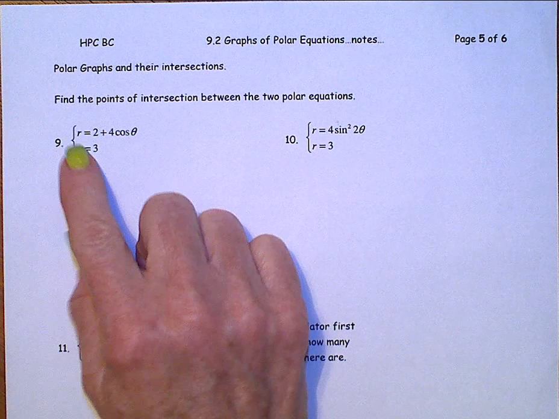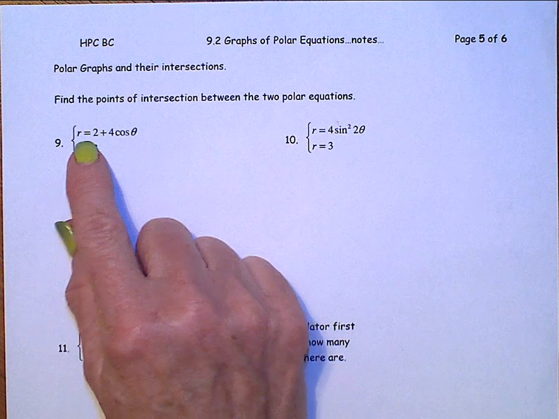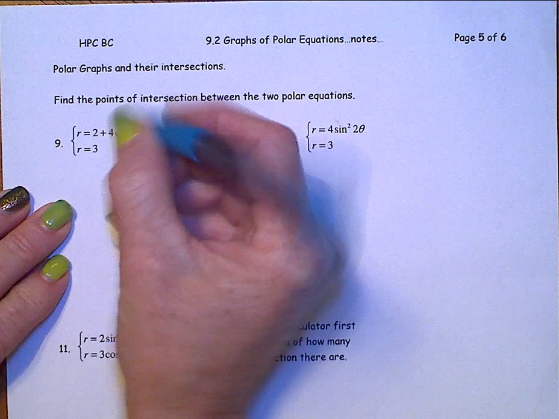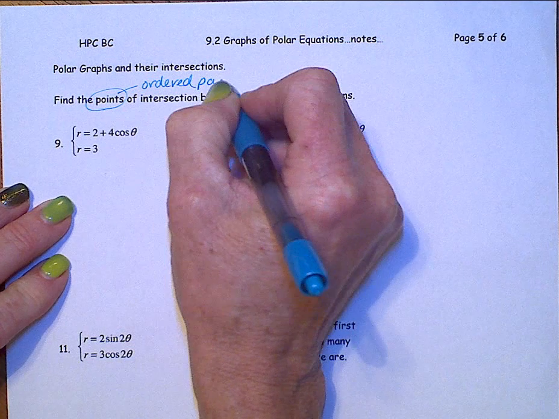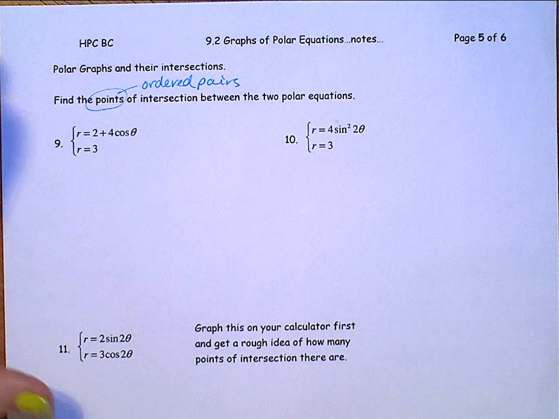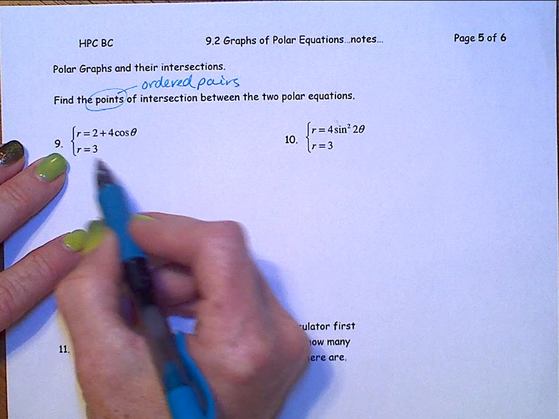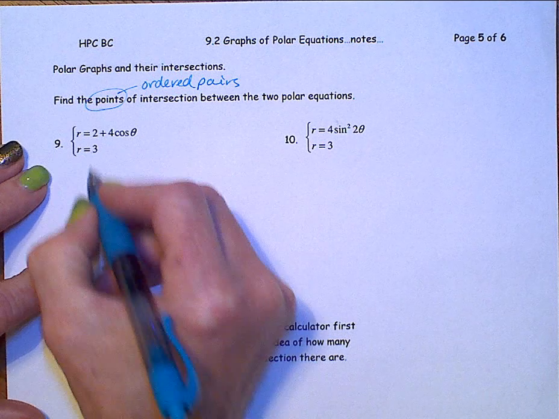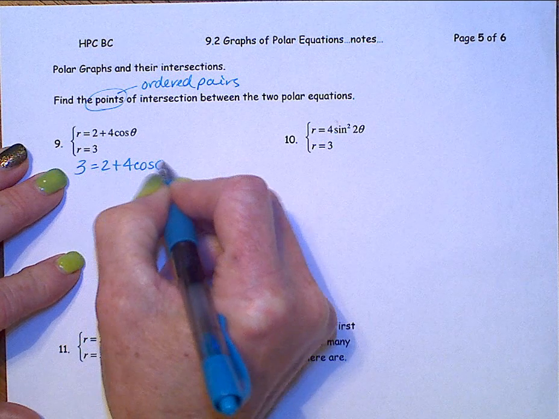We're going to start by looking for points of intersection between two polar equations. So we have this one, r equals 2 plus 4 cosine theta, and this one, r equals 3. When you're finding points of intersection, you're finding ordered pairs. And instead of finding ordered pairs x, y, you'll be finding ordered pairs r, theta. So we look at this first one, r equals 2 plus 4 cosine theta, and r equals 3. Since both equations are equal to r, we can set them equal to each other. And we have 3 equals 2 plus 4 cosine theta.